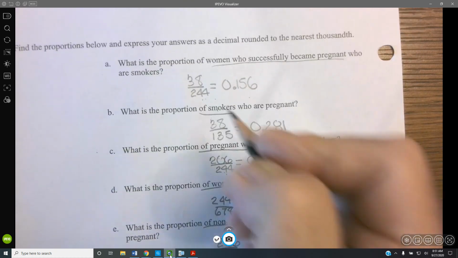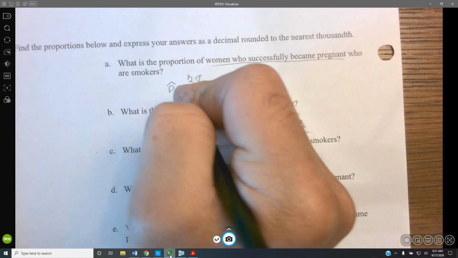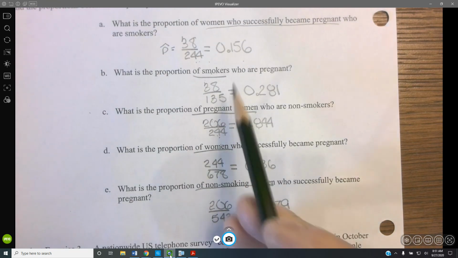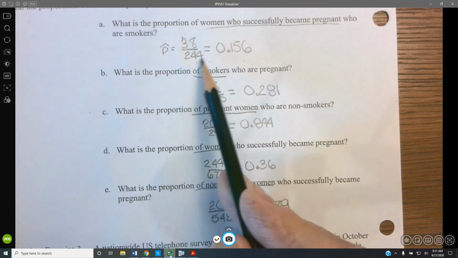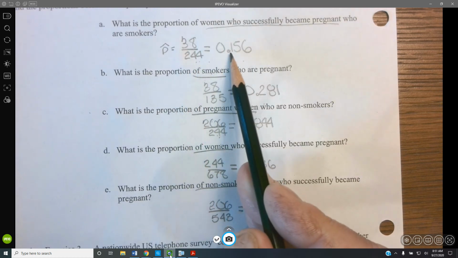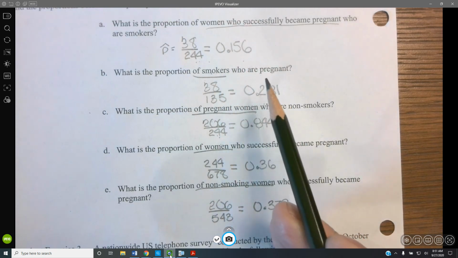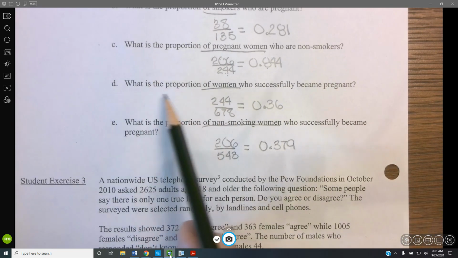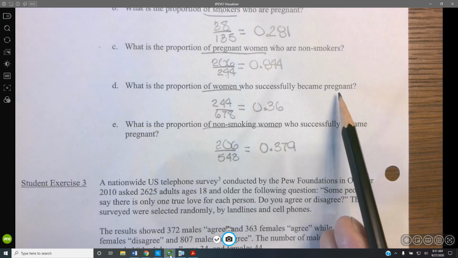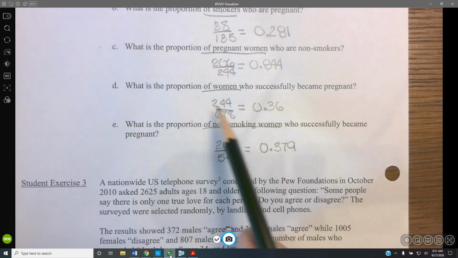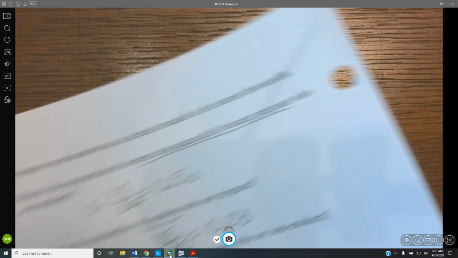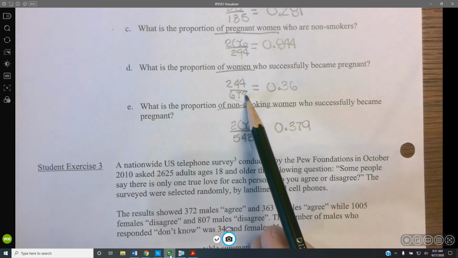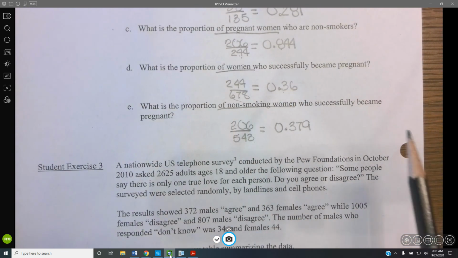And remember, these would all be registered as p-hat values of some type. These are proportions. We are taking frequencies, 38 and 244. This is the frequency out of 244, which creates the proportion. What is the proportion of women who successfully became pregnant? Okay, well, now we're looking at all, because it says of women. Of women, everybody in here is a woman, 678. 244 of them successfully became pregnant, approximately 36%.